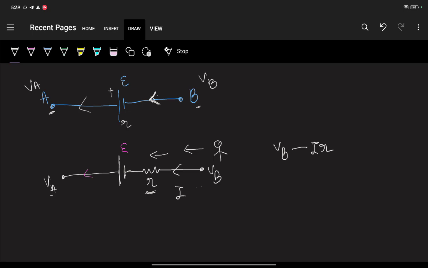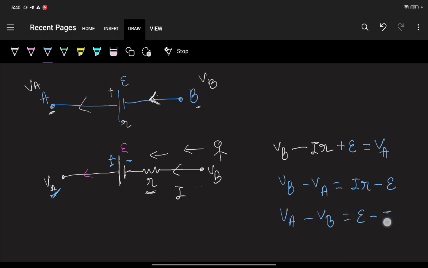Now remember, if you encounter any battery along the path, please take the second sign, not the first one. Here the first sign is negative; this is the negative terminal and this is the positive terminal. So always write the second sign. Here it is positive, so we are going to write plus E equal to VA. So we can write VB minus VA is equal to Ir minus E. Or VA minus VB should be E minus Ir, right? We just multiplied it with the negative sign.